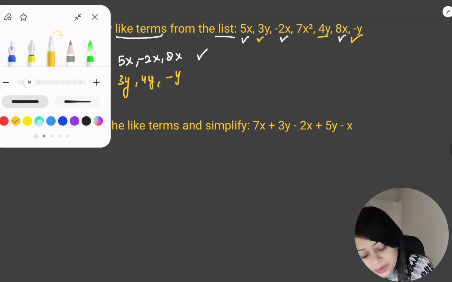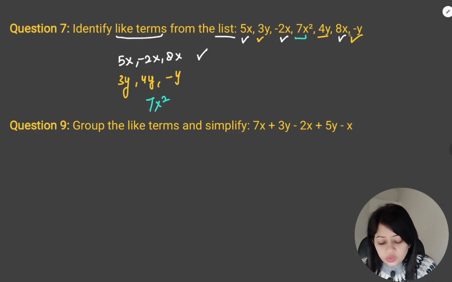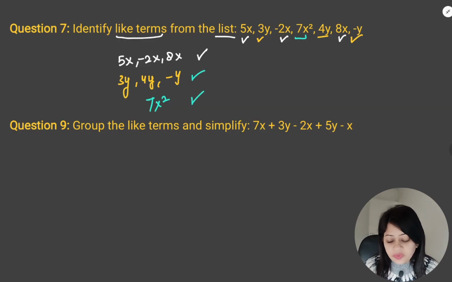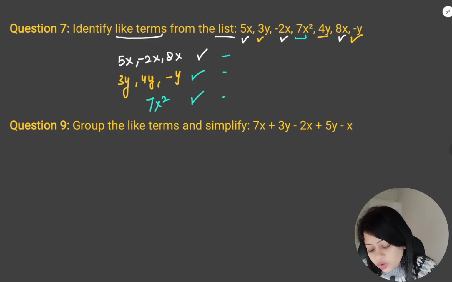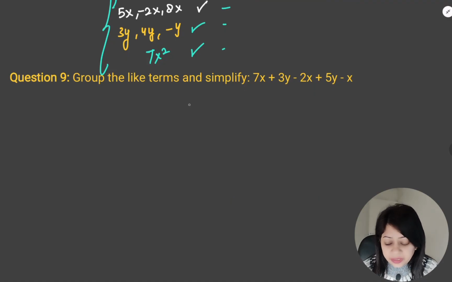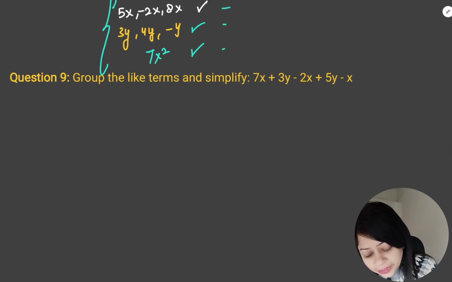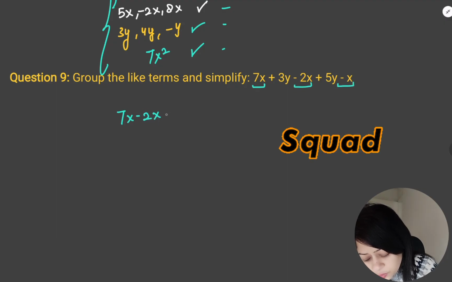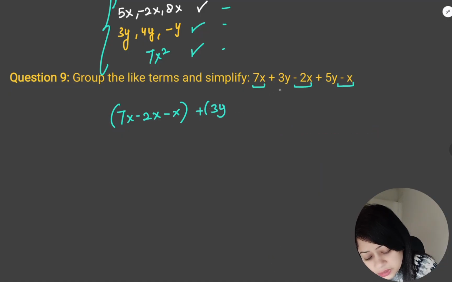And then we have this 7x square. Do we have any other 7x square term? No. So we have three groups of like terms. What do we have next now? We need to group the like terms and simplify. So now we will group the like terms. How? I will write all x terms first: 7x, then minus 2x, and then minus x. I wrote them together. Plus 3y plus 5y.